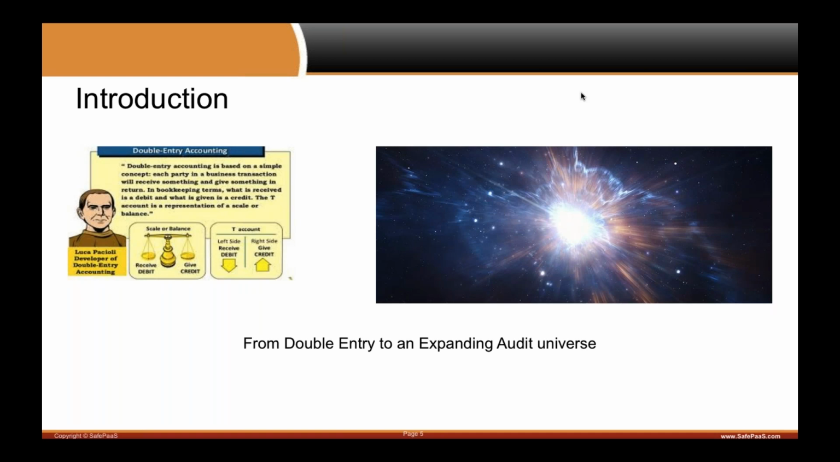So really what we wanted to do here was to just take you through some of the history that we have here, right the way from double entry as the first of our internal controls, really to an expanding audit universe that now contains many things beyond the accounting system as part of our audit universe. Transaction monitoring has always really been the cornerstone of the audit process.